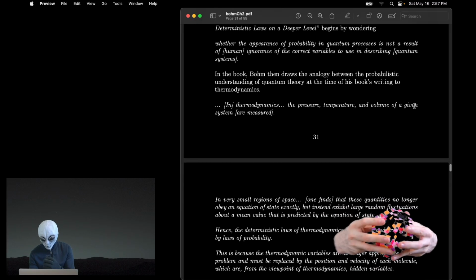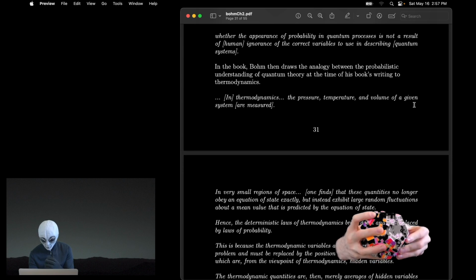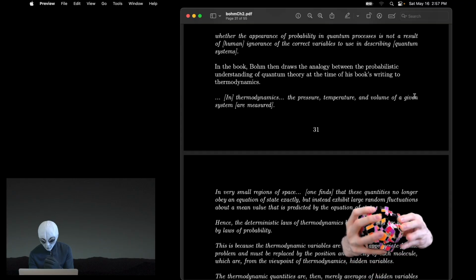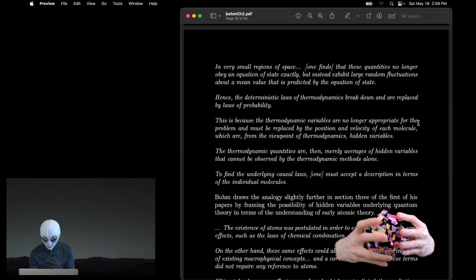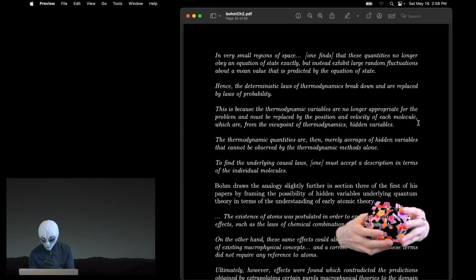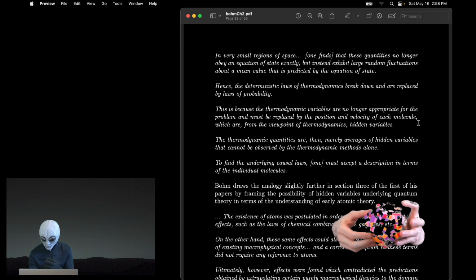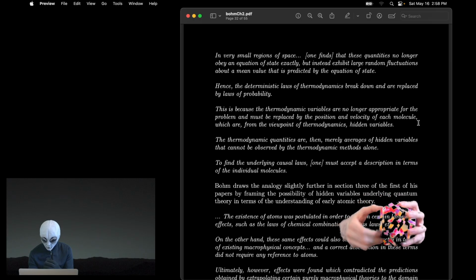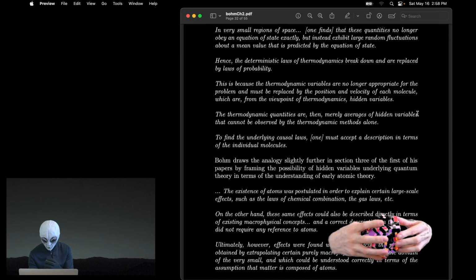In the book, Bohm then draws the analogy between the probabilistic understanding of quantum theory at the time of his book's writing and thermodynamics. In thermodynamics, the pressure, temperature, and volume of a given system are measured. In very small regions of space, one finds that these quantities no longer obey an equation of state exactly, but instead exhibit large random fluctuations about a mean value that is predicted by the equation of state. Hence, the deterministic laws of thermodynamics break down and are replaced by laws of probability.